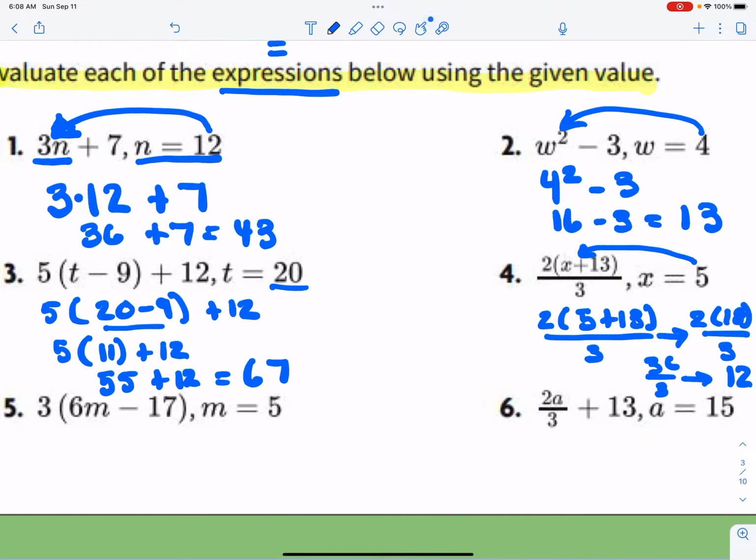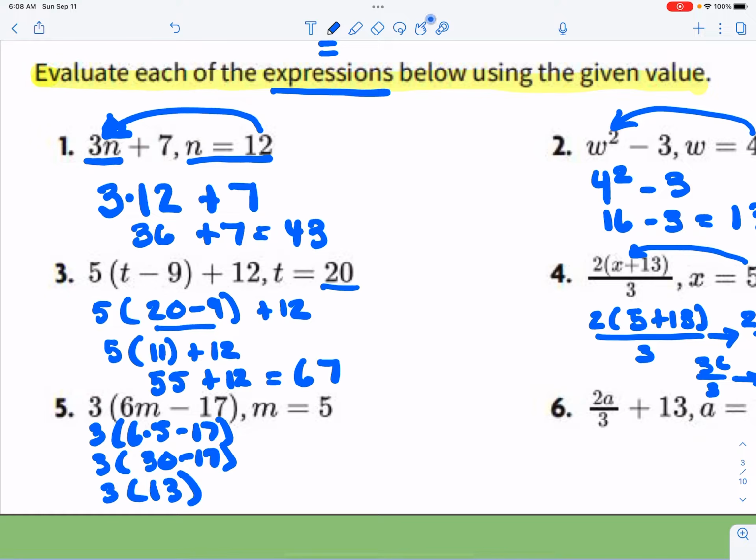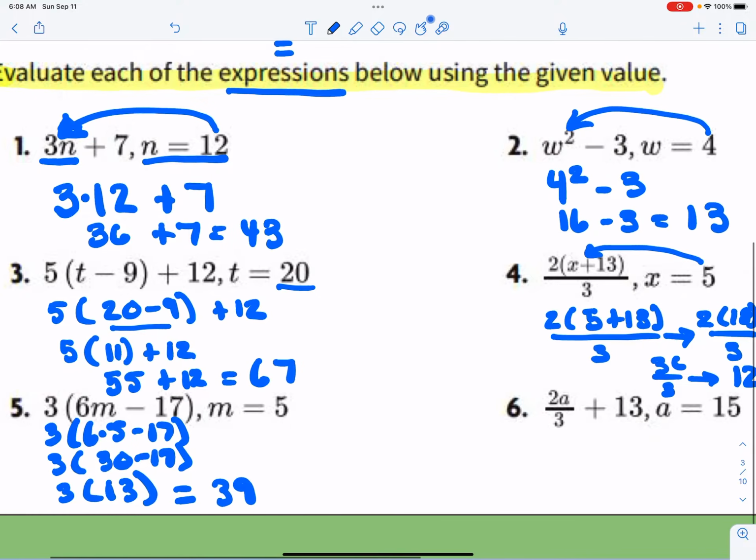Doing okay? Okay, so on our next one, we're going to take the 5 and put it in here. So we have 3 times 6 times 5 minus 17. All right, so 6 times 5 is 30. So it's 3 times 30 minus 17. 30 minus 17 is going to be 13. So we really have 3 times 13, which equals 39.